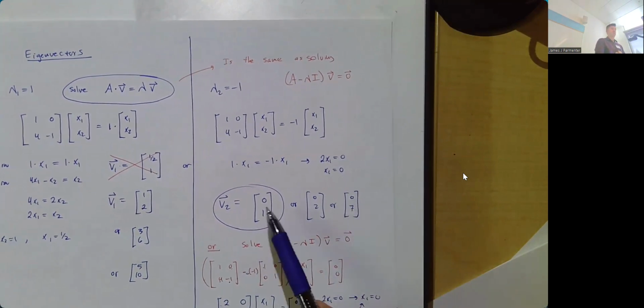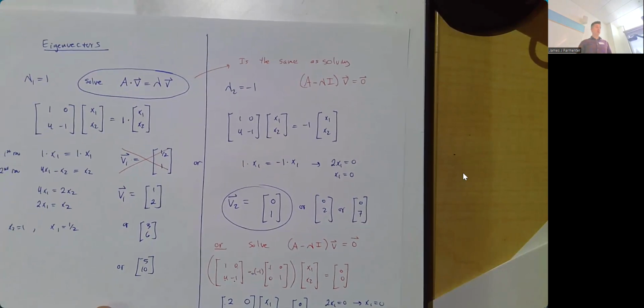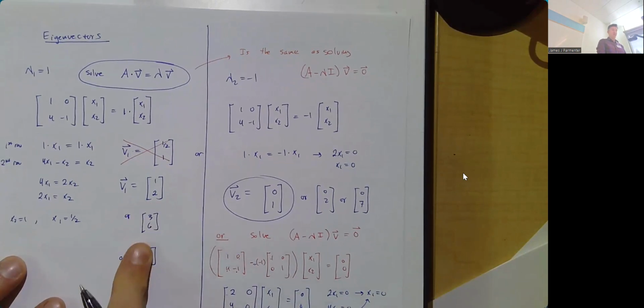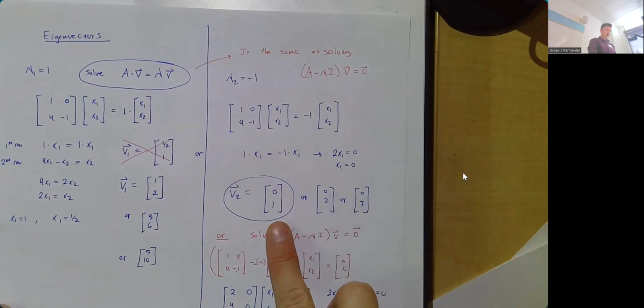0, 7 is a multiple of 0, 1. All those vectors point straight up, right? Either 1 up or 2 up or 7 up. They're all pointing in the same direction. And eigenvectors for a particular eigenvalue always point in the same direction. All of these eigenvectors also point in the same direction, over 1 and up 2, or over 3 and up 6, or over 5 and up 10, right? They're all pointing in the direction of the line y equals 2x. These are all pointing in the direction of the line x equals 0, straight up.